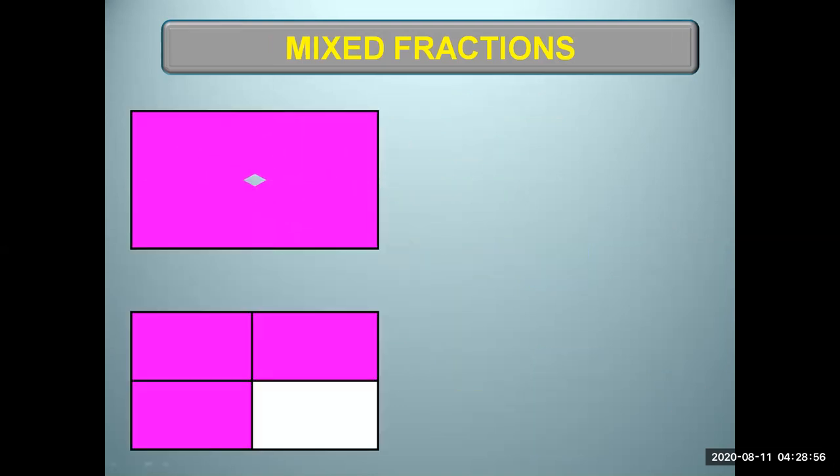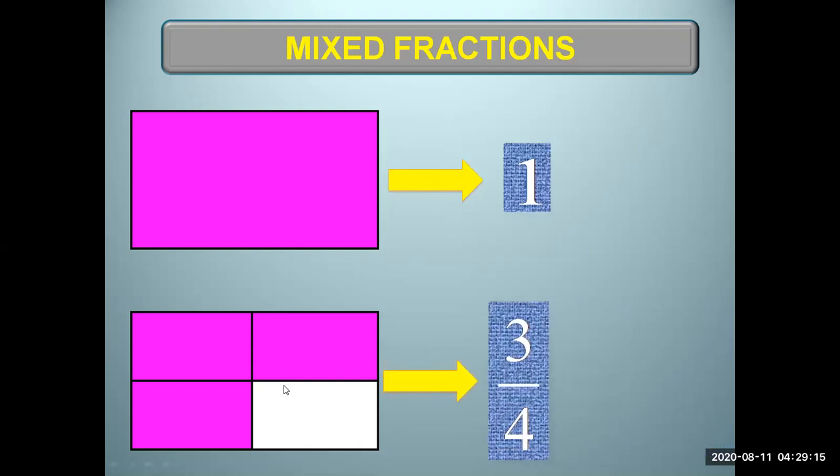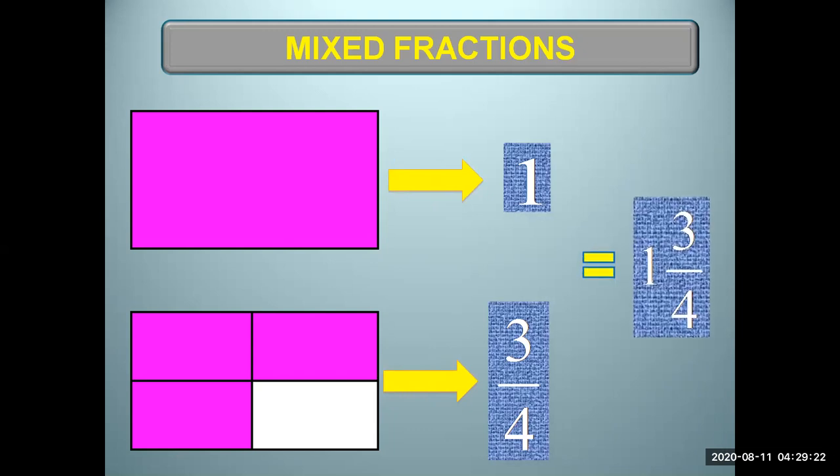Let's take another example. We have 2 identical rectangles. The first whole or complete rectangle is colored pink, whereas the second is divided into 4 parts, and out of 4, 3 are colored pink. So we say that this is 1 whole, and the second rectangle is a proper fraction, 3 upon 4. Combining both, we say that this is 1 whole 3 upon 4.